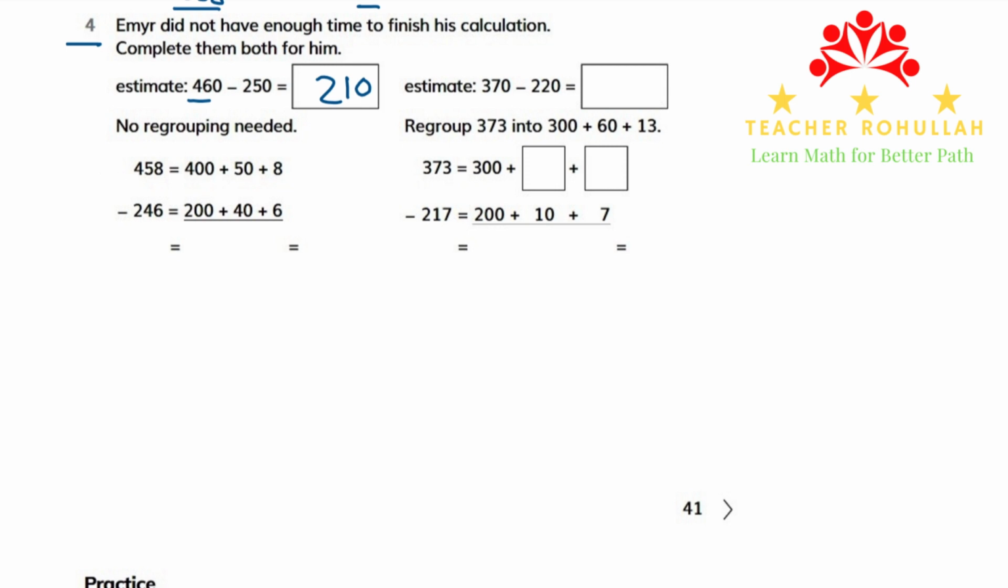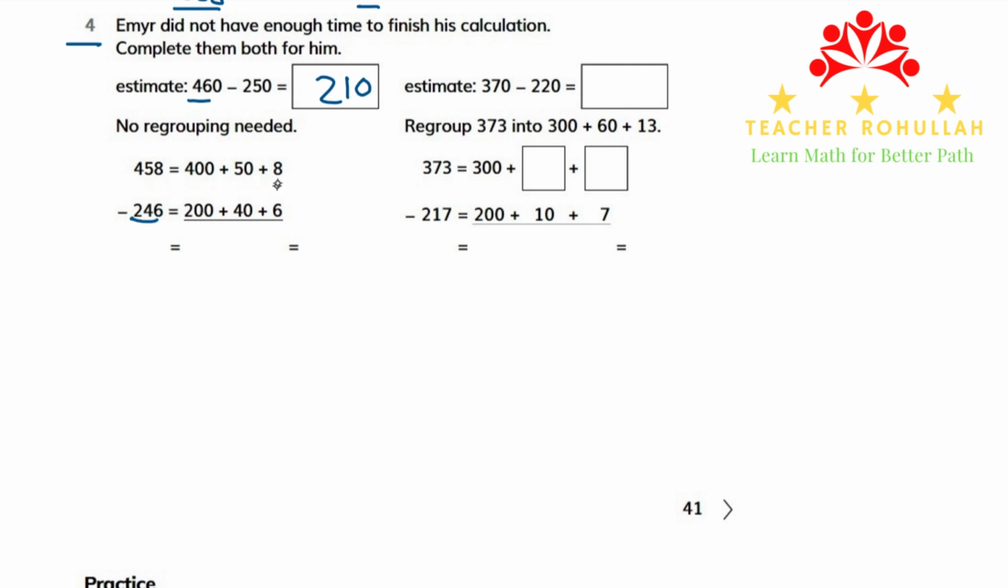Now to find the difference, he has used partitioning. He has partitioned his numbers to 400 plus 50 plus 8 and 200 plus 40 plus 6. Some students make mistakes while partitioning their numbers when they have subtraction. They put a negative sign here. You don't have to put a negative sign because this partitioning shows the whole number over here. It does not show subtraction.